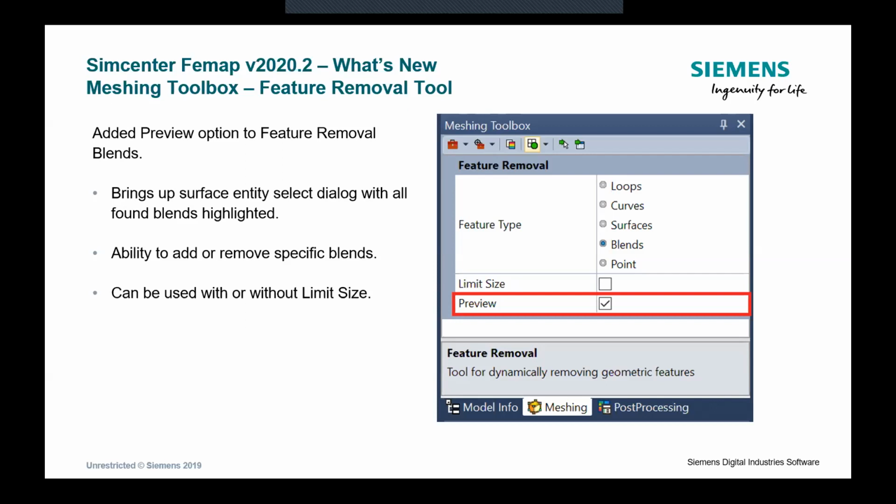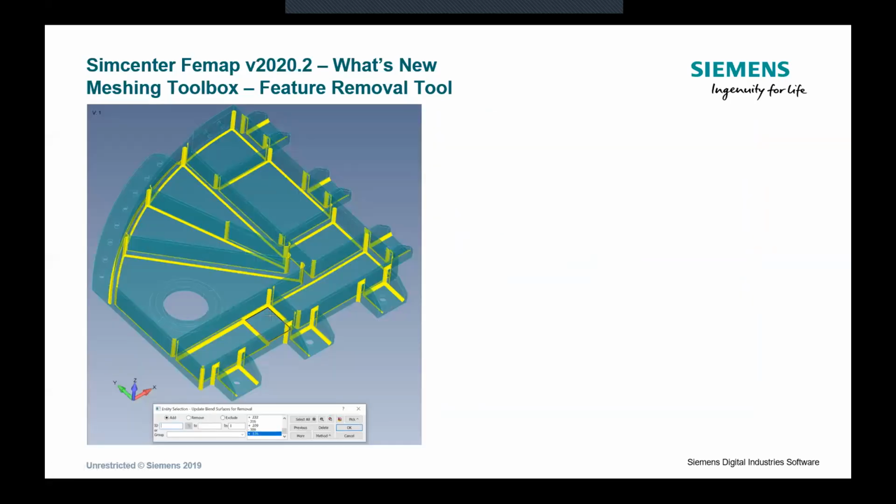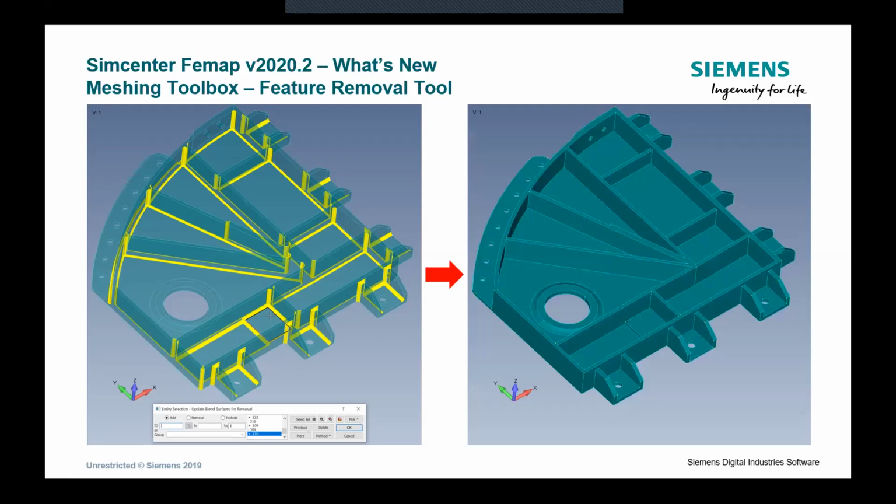The one thing that was sort of missing is that you really had no idea what Femap was going to try to remove, and if you didn't set a limit size, this command would just get rid of whatever it wanted. Now it's going to highlight all the blends in your model. You can then use the standard selection dialog box to add or remove blends from your model. So you can pick and choose which ones you want it to try to remove, and once you have the selection done, you just say okay, and it removes them all in a single sweep.